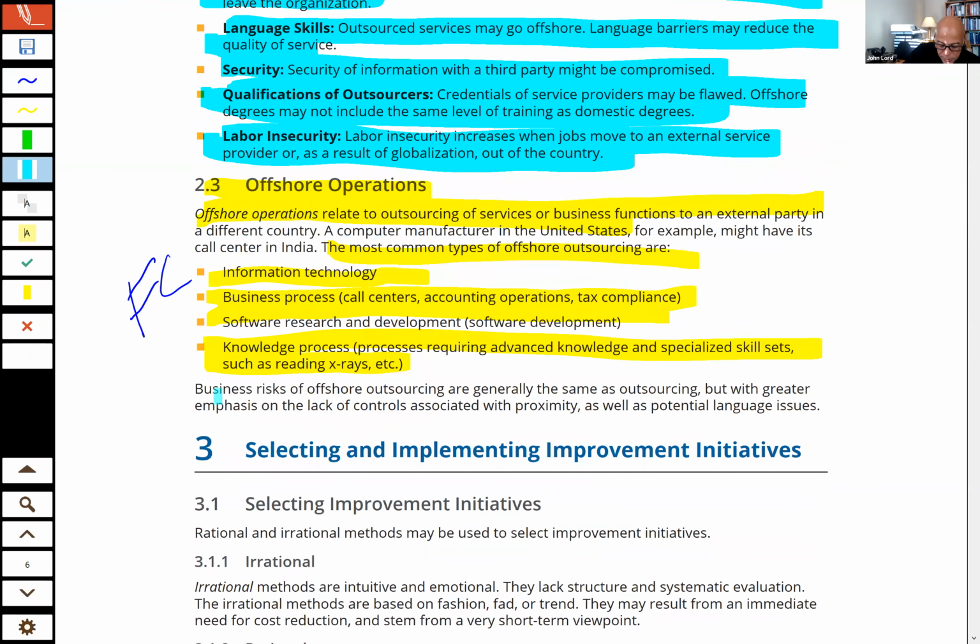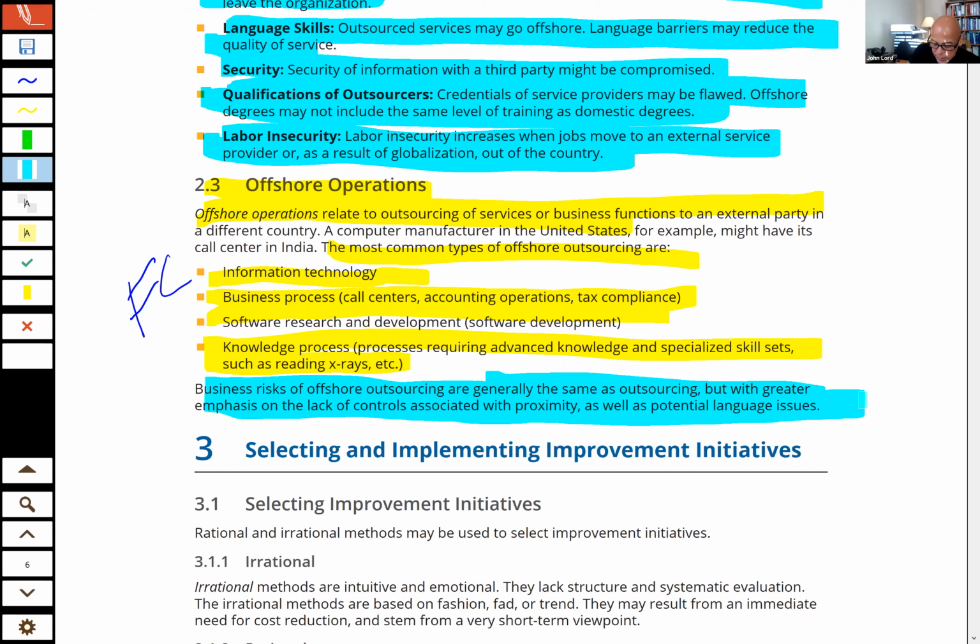And then the business risks of offshoring are generally the same as outsourcing, but with greater emphasis on the lack of controls associated with proximity. And again, they mention the language issue here, which, to me, why did they mention language up there? I'm thinking that language probably better belongs down here, in my opinion, but you can include it in both places, I guess.